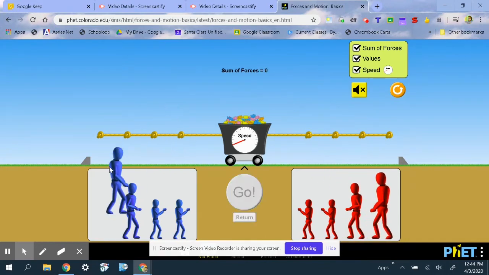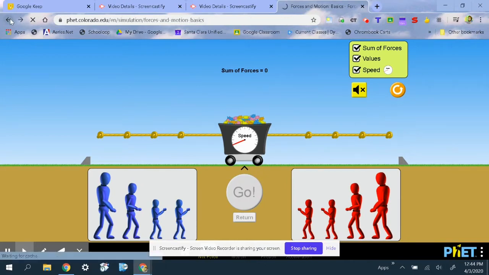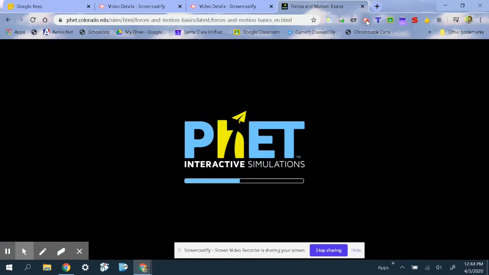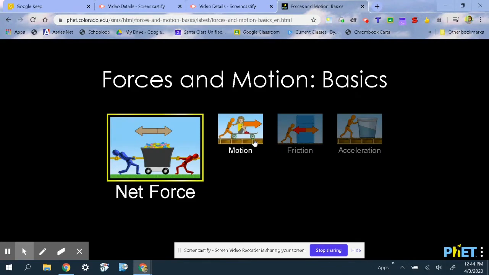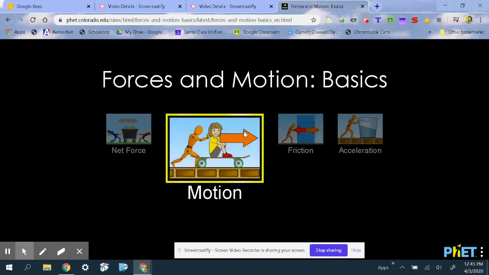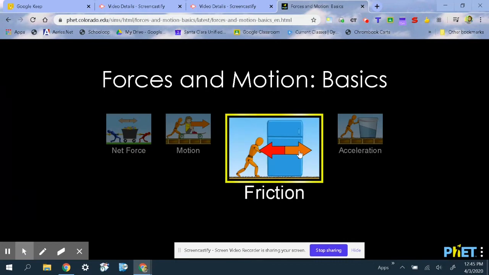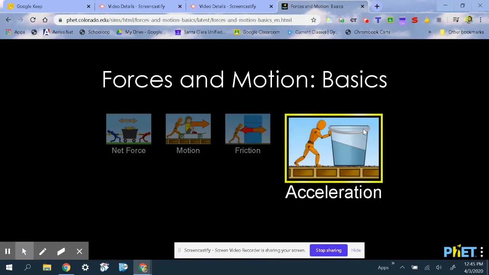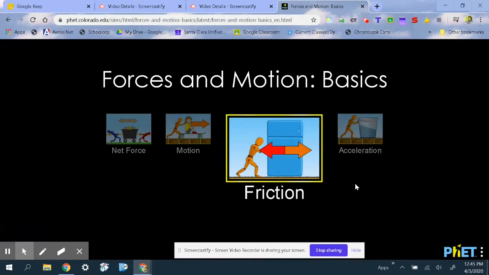Like I said, there's a link to this. There's also other things you could play with. Here it is. So we have motion going in this way. We have friction here. And for the advanced people, we have acceleration. Go ahead and play around with this as much as you want.